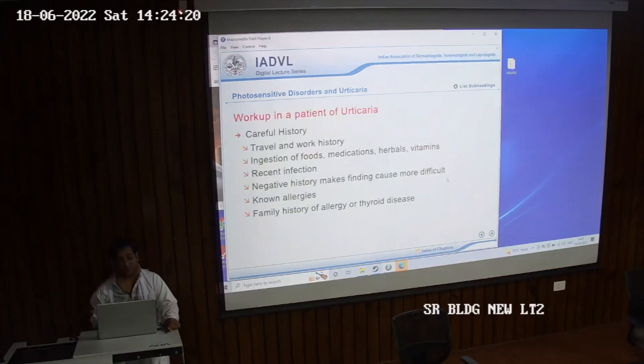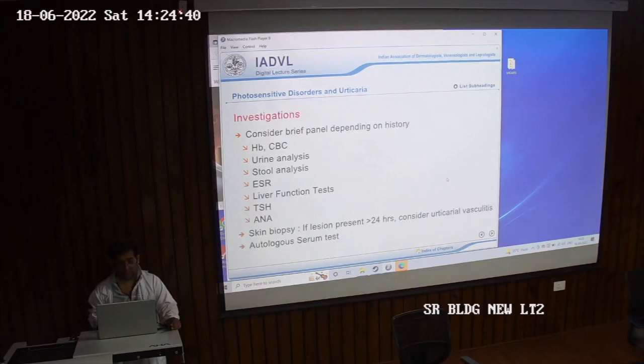Workup in a patient of urticaria. Careful history is to be taken, such as travel and work history, ingestion of foods, medications, herbals, and vitamins. Recent infection if any. Negative history makes finding the cause more difficult. Known allergies, if any. Family history of allergy or thyroid disease.